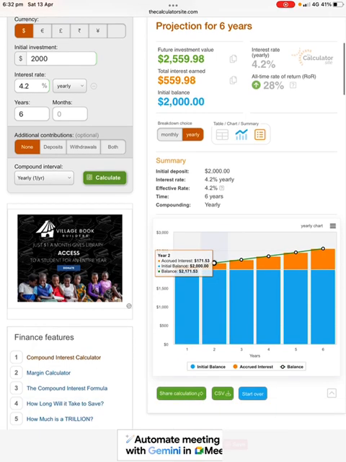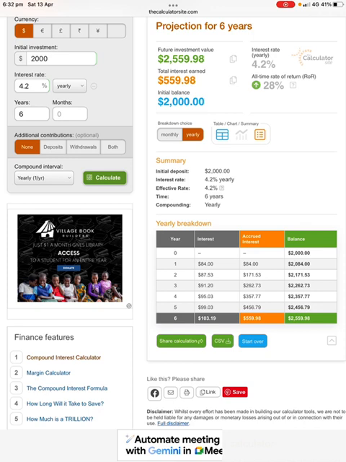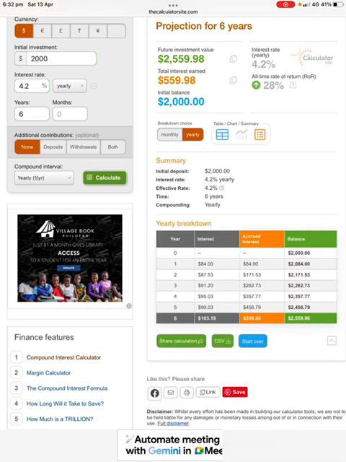If I go down a little bit, you can look at your summary: interest rate, time, compounding. That's the information we put in. You can look at this graph and you can click on it and it gives you different information, or you can look at a table. Year one, interest earned is $84, so it's going to go up to $2,084, and it gives you a breakdown. You can download it, you can start over, and so on.